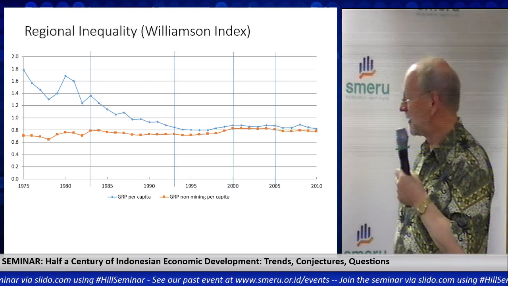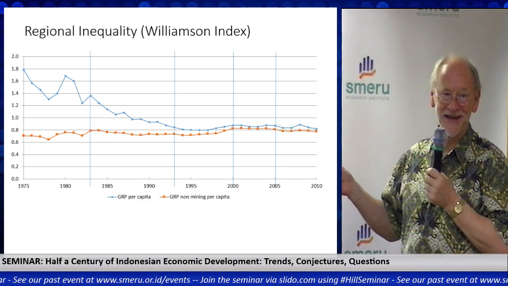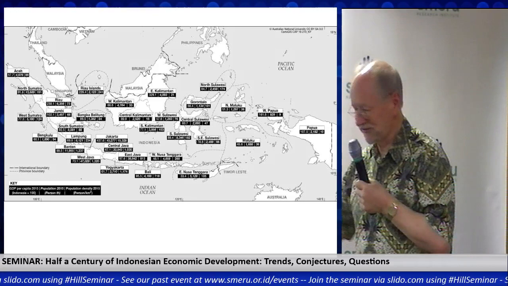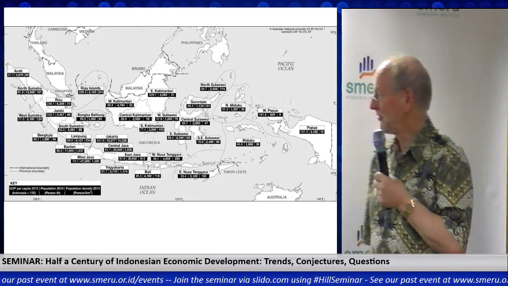This is some work I've done with another one of my students, Yogi Vidyattama. So it's held together partly by the fact that regional inequality hasn't increased. And that's the map of Indonesia, which everybody knows pretty well, the huge regional diversity.